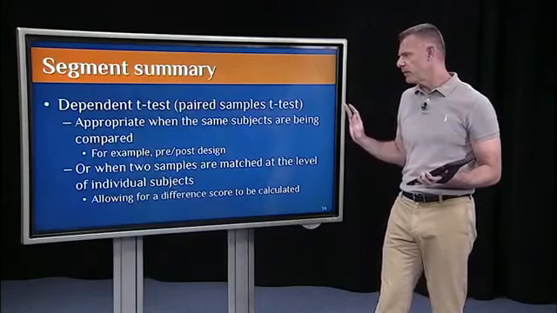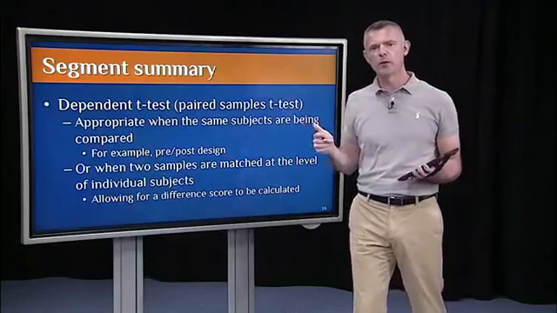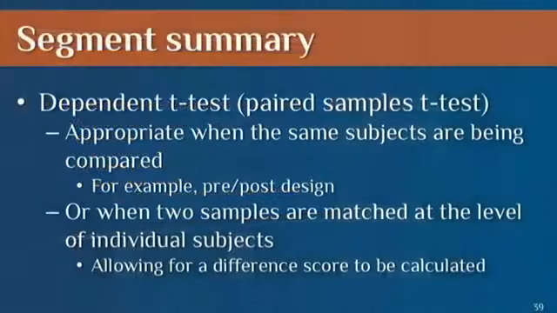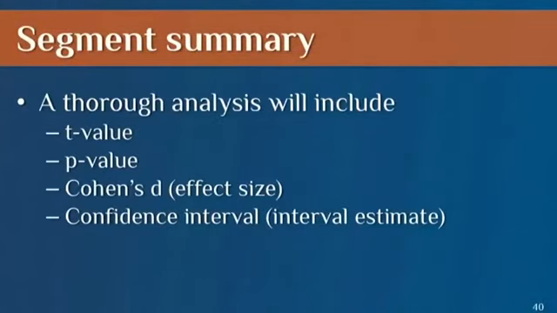So to sum up this segment, dependent t-tests are appropriate when you have the same subjects or same cases that are measured twice, so you can calculate difference scores. And a thorough analysis is going to include the t-value, the p-value, if you want to do the null hypothesis significance testing, and an estimate of effect size. In this case, the most appropriate or most common one is Cohen's d, and you could also report interval estimates rather than just point estimates.